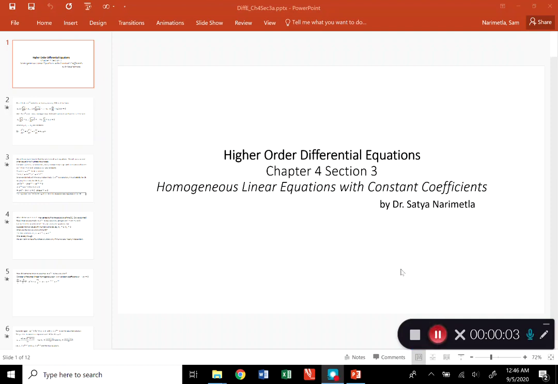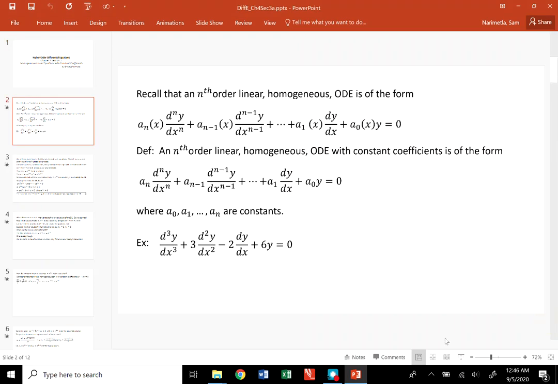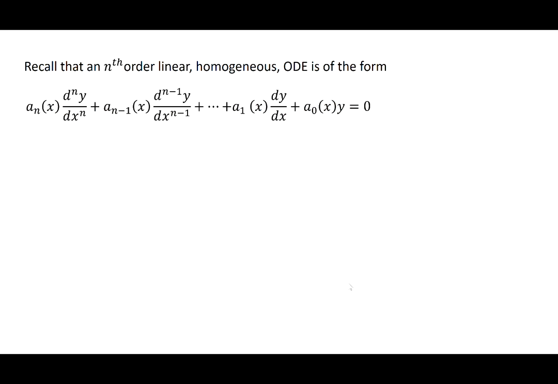All right. The agenda is to cover Chapter 4, Section 3 today, which is homogeneous linear equations with constant coefficients. So let's get on with it. The nth order linear homogeneous ODE has this form. I must have talked about this a gazillion times throughout the semester, so I'm not going to spend any more time. Okay, homogeneous because the right hand side is 0.